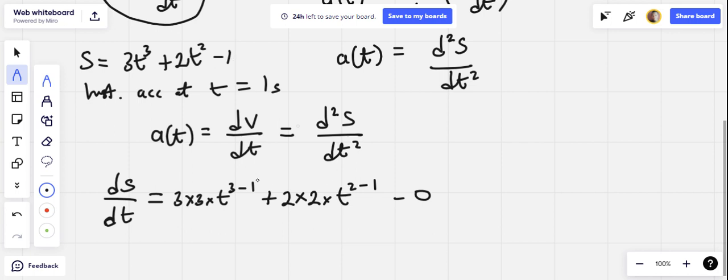So now, that means our ds/dt equals 3 times 3, 9, t raised to the power of 3 minus 1, that's 2, plus 2 times 2, 4, 4t raised to the power of 1. But there's no need writing the 1 there. Then 0. 0 is gone.